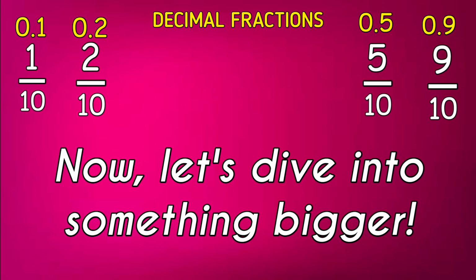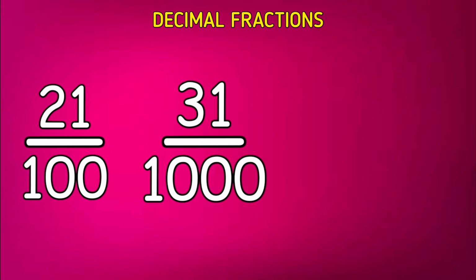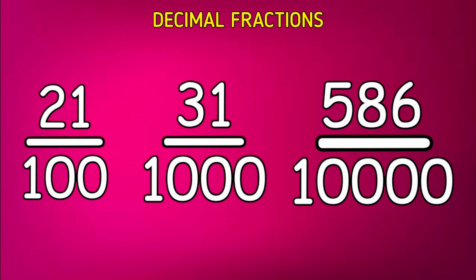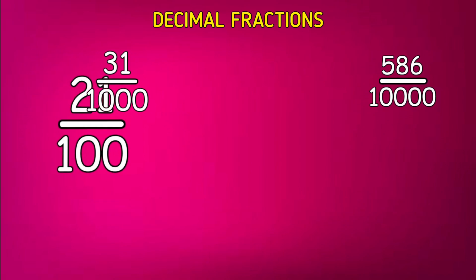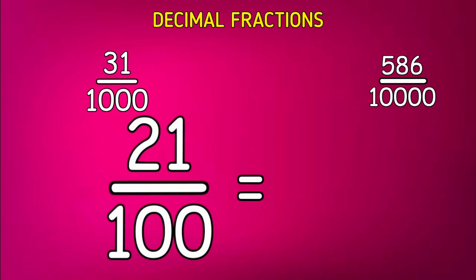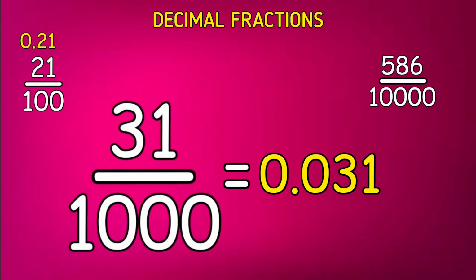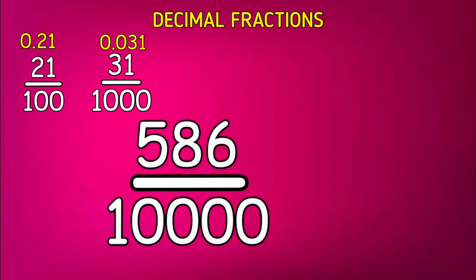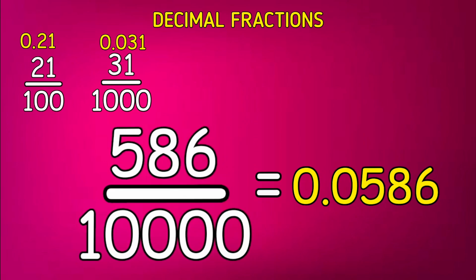Now let's dive into something bigger. 21 by 100, 31 by 1000, 586 by 10,000. Don't get scared. They're actually pretty easy. 21 by 100 can be expressed as 0.21, 31 by 1000 is expressed as 0.031, and 586 by 10,000 can be expressed as 0.0586.